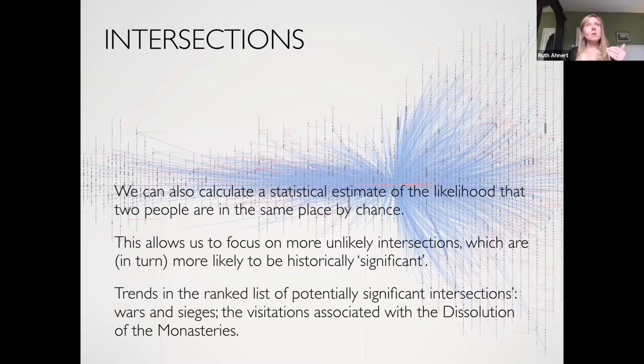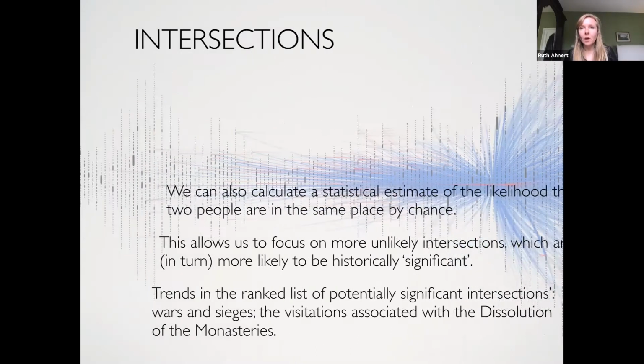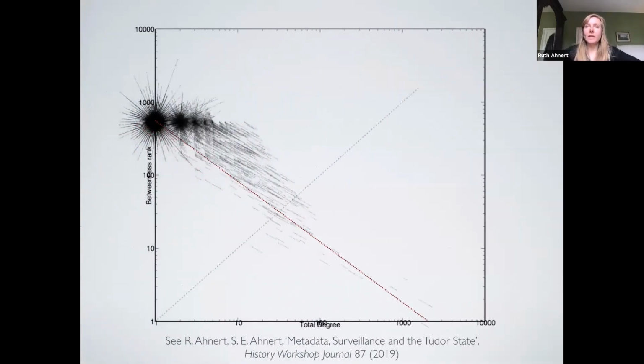So what we noticed in the trends of the ranked list of potentially significant intersections were wars and sieges, and the visitations associated with something called the dissolution of monasteries in England, when Henry dismantled religious houses. Another area of our work on this data is focused on the ability of combinations of network metrics to reveal particular categories of people and how they communicated.